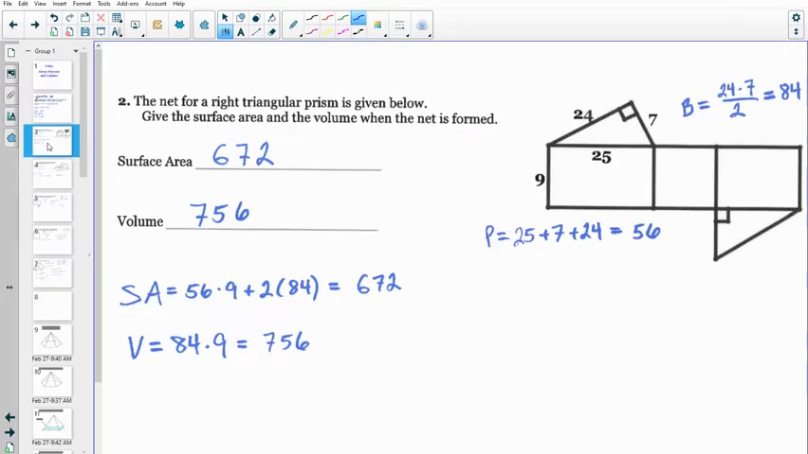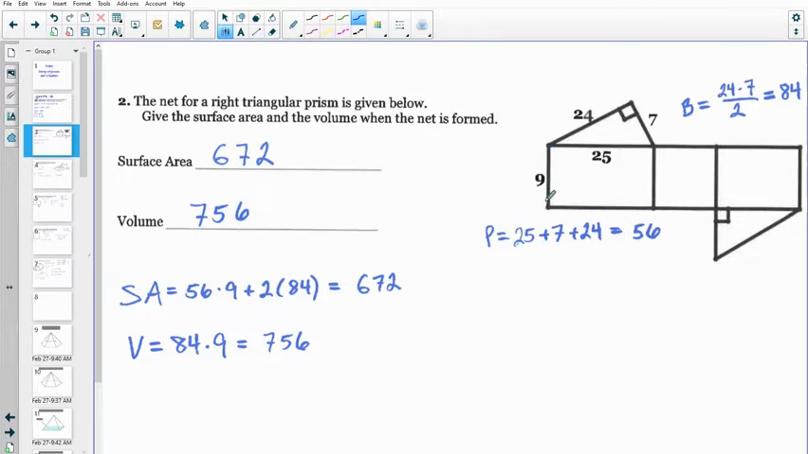Number 2, the net for a triangular prism is shown over here. I want to find the surface area and the volume. So this is a little bit more straightforward. Given all the dimensions, find the surface area and volume. So start with the formula. Surface area is the perimeter of the base times the height. The perimeter of this triangular base is 24 plus 25 plus 7. That's where that 56 comes from.